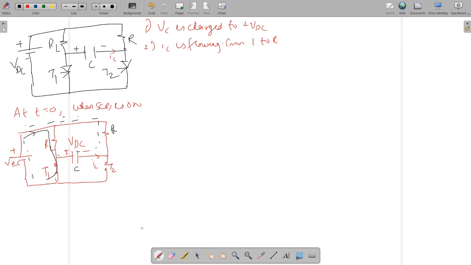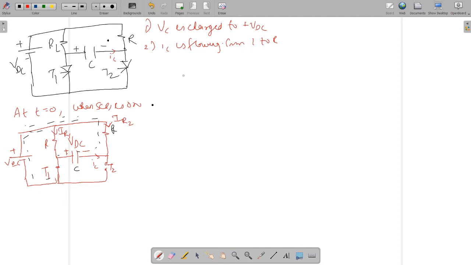So what is this current? Let us say we will name the current now, because now it is very difficult to identify the current. So for that I am deleting this path. Now here your T1 is on, so you can see IR1, and this one is your IR2. So we have named the current. Now our interest is to find the current which is flowing through your T1.